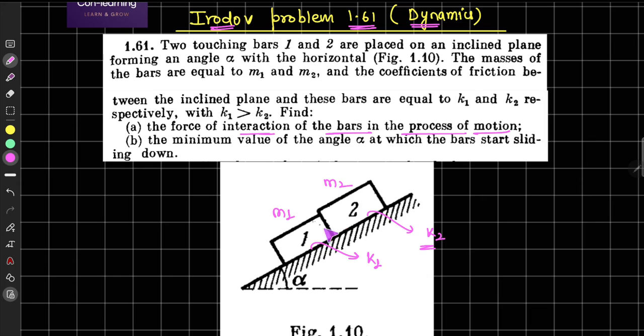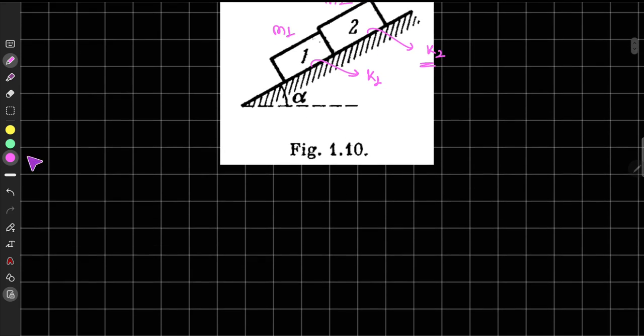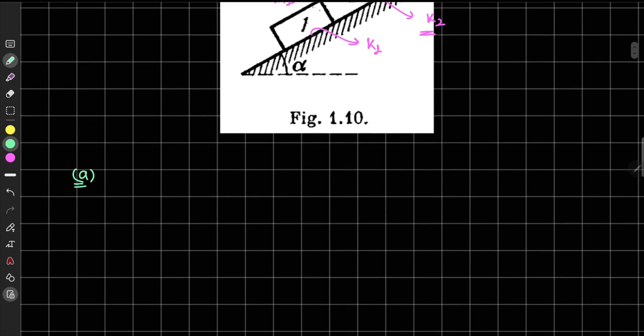So these two masses are always in contact. That's why we will have only one interaction force, that is the normal force between these two bars. In order to find the interaction force, let us first draw the free body diagram of mass m1.